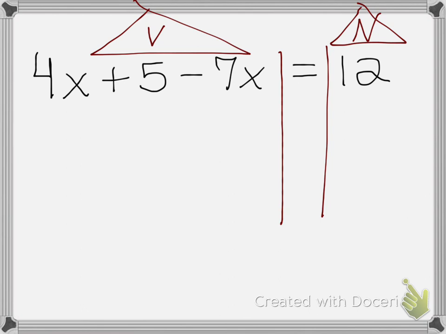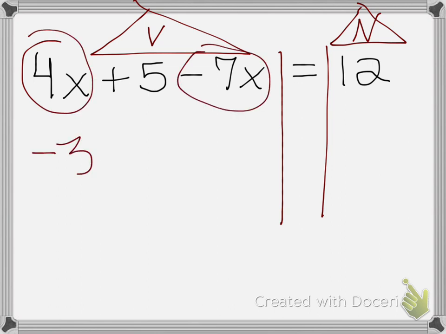Before we start moving anything, though, we need to ask ourselves, are there any like terms that we can combine? Looking over here in the variable house, we sure can. We can combine 4x and negative 7x. 4 plus negative 7 gives me negative 3x. And then I'll bring down my plus 5, bring down the equal sign, and my 12.